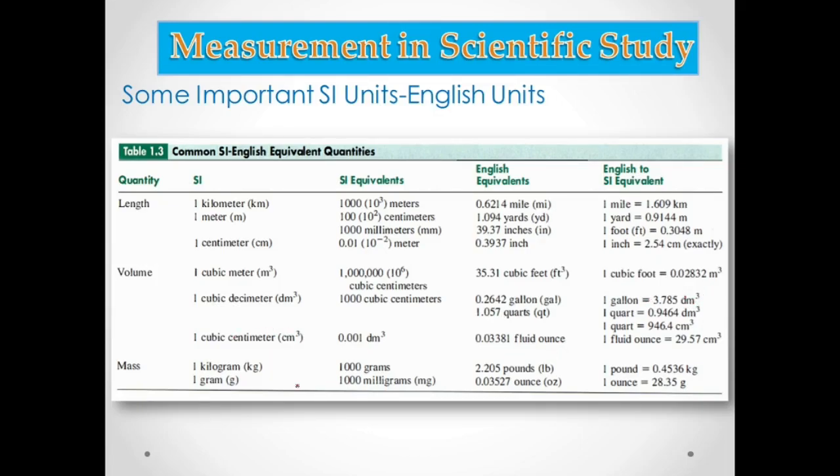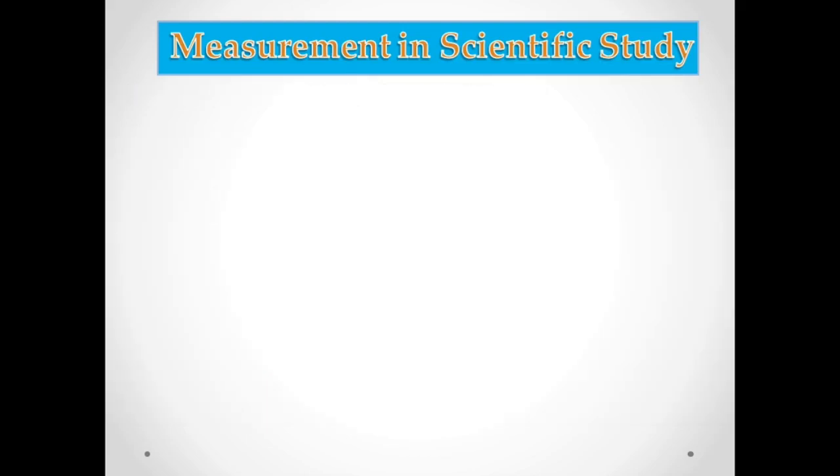And in mass, you have grams or kilograms. Okay, so 1 kilogram is 2.205 pounds, or 1 pound is 0.4536 kilograms, or 1 pound is 453.6 grams. Okay, and 1 ounce is 28.35 grams, and so on and so forth.